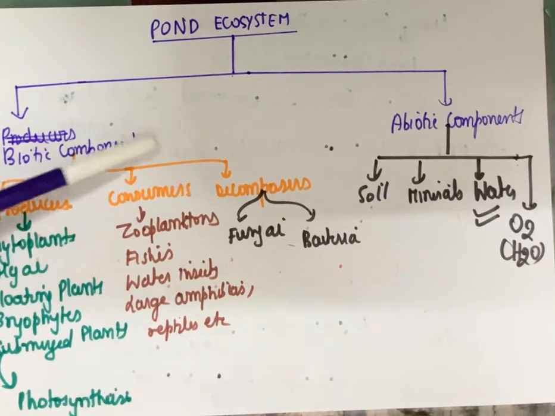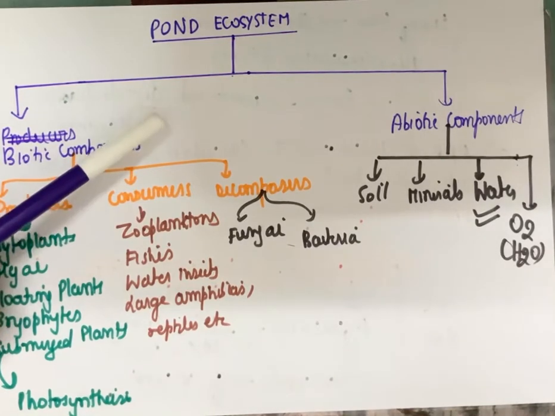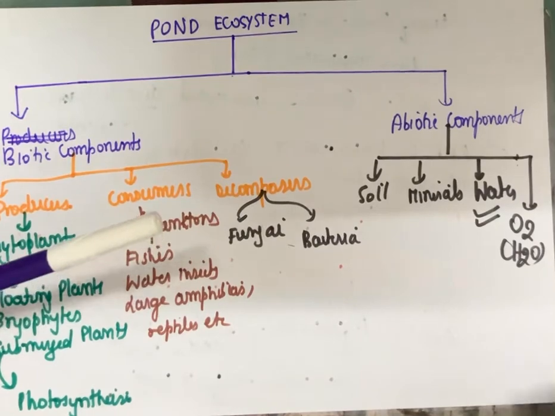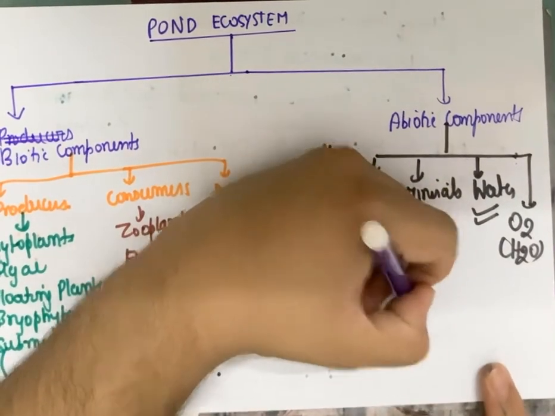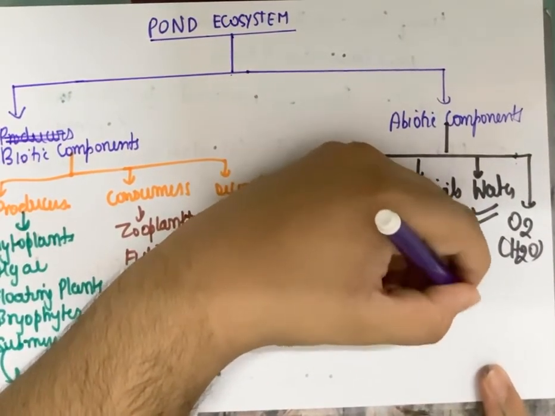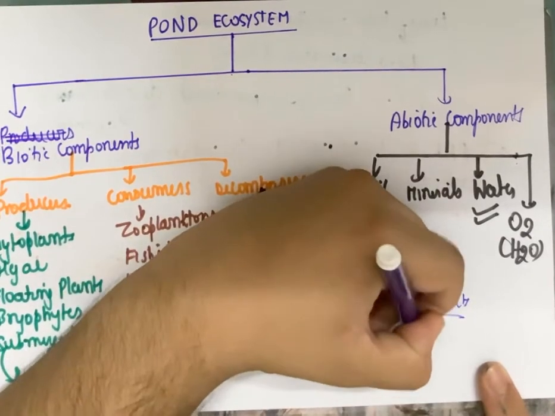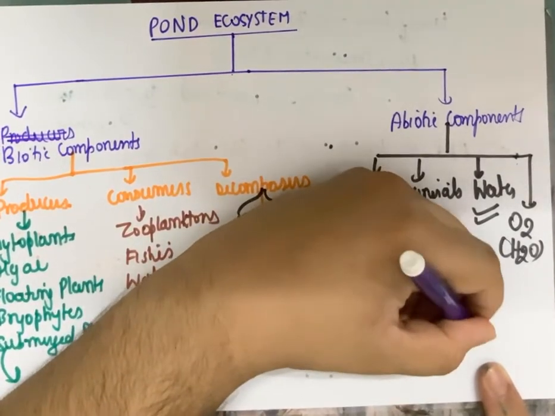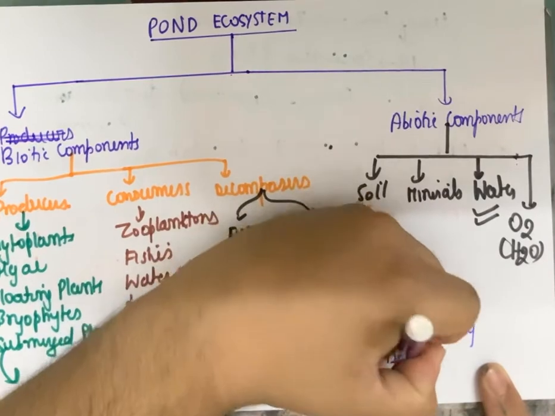Now, if I talk about the components of an ecosystem, number one is productivity. So I'll write the components of an ecosystem: productivity, decomposition.